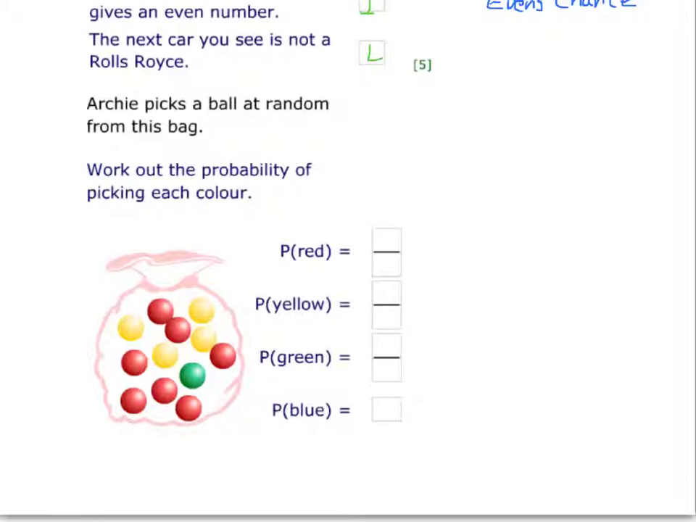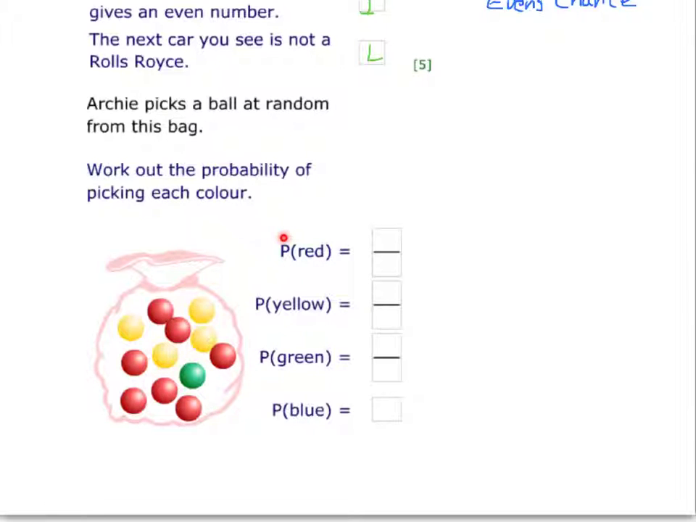But more likely or not, you're going to be asked to find a probability where you're given certain information and you can find the exact probability of something happening. So here we have a bag of balls, which Archie's going to pick out a ball at random from the bag. And we want to work out what is the probability of getting the various colours shown. So first one, what is the probability of getting a red?